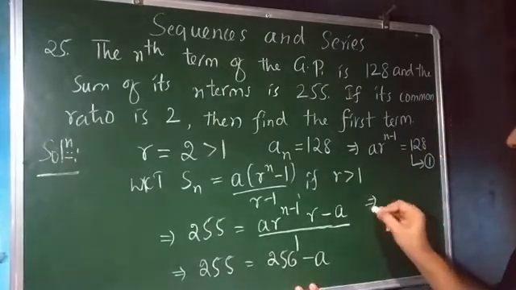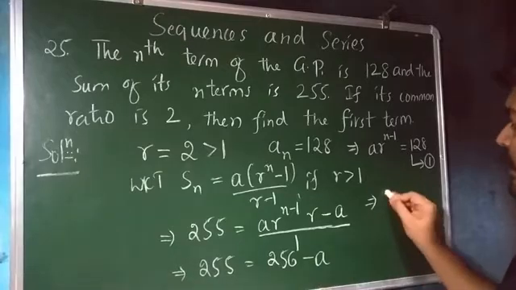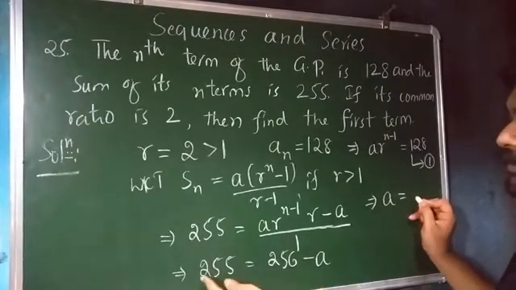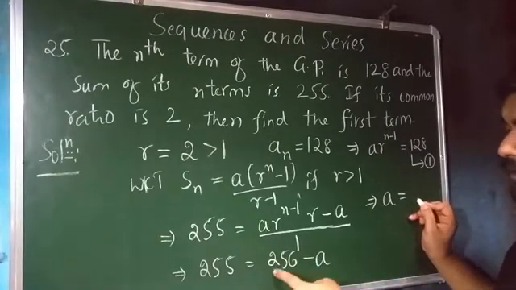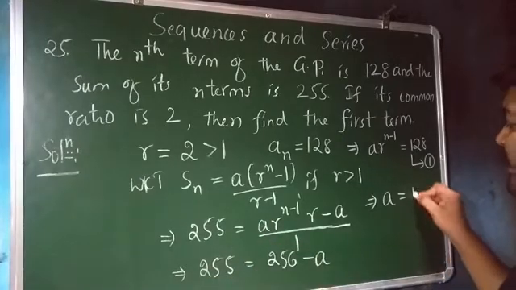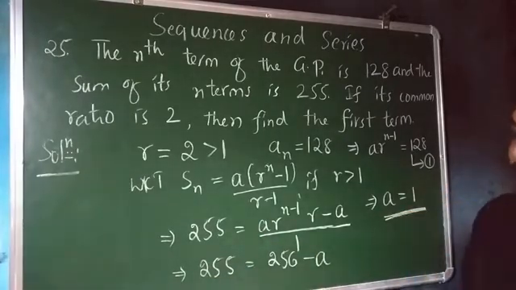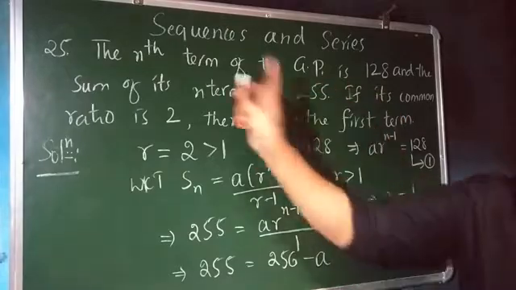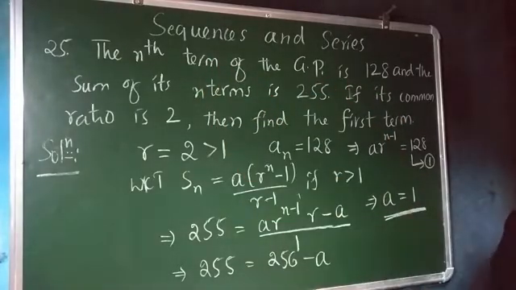Now this implies, shift this minus a to that side, you are left with plus a. Shift this 255 to this side, you are left with 256 minus 255, that is equal to 1. Therefore, the first term of this particular GP satisfying all these conditions is exactly equal to 1. I hope all of you understood the solution of this particular problem also.